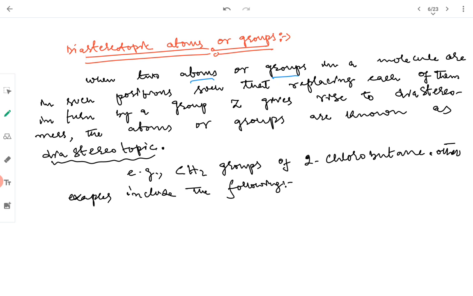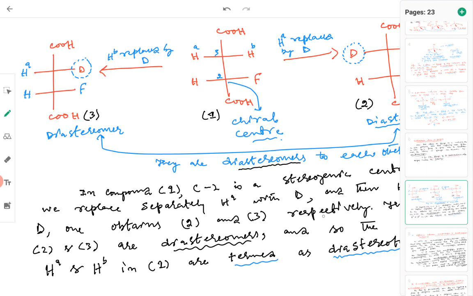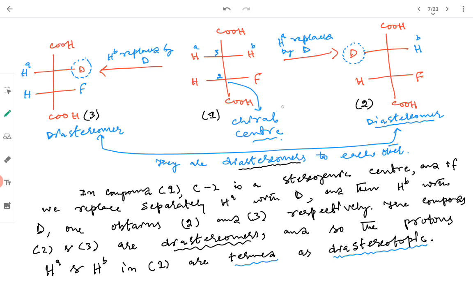They will be called diastereotopic. An example is the CH2 groups of 2-chlorobutane. These two hydrogens in 2-chlorobutane are known as diastereotopic. Other examples of diastereotopic include this molecule. Take the example of this molecule.